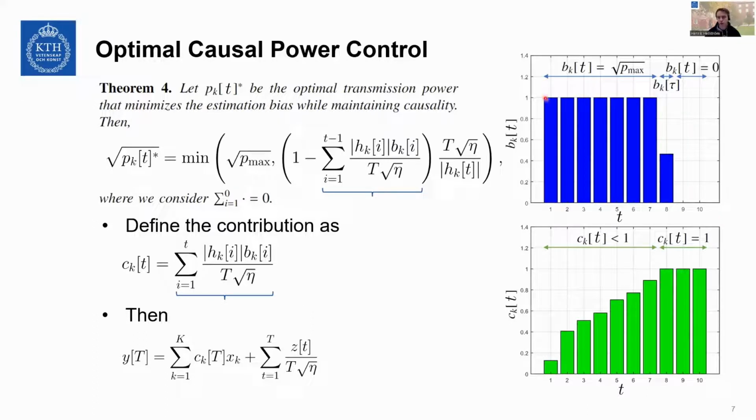So since it's greedy, it will transmit with the maximum power for as many iterations as required until it is able to reach a contribution of 1. At this iteration, it transmits with exactly enough power to get a unit contribution, and then it stops transmitting completely. And given that all devices are able to reach a unit contribution like this, we have successfully implemented an unbiased estimator.